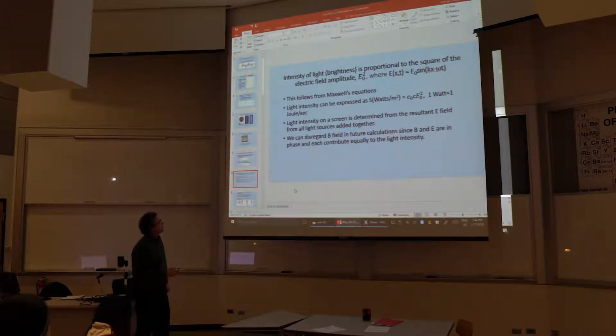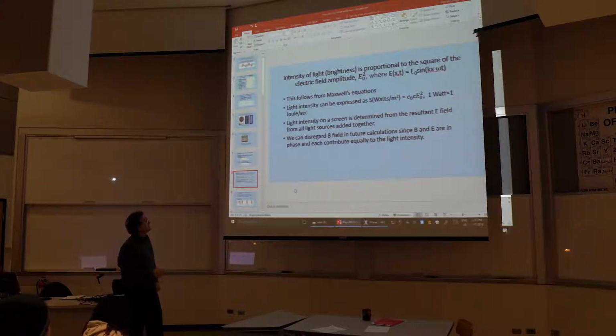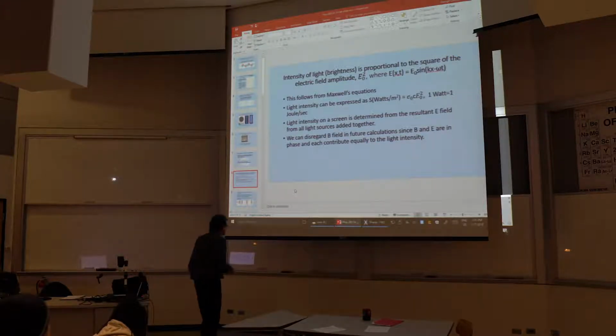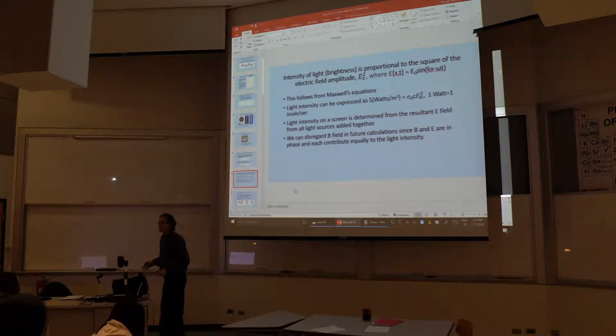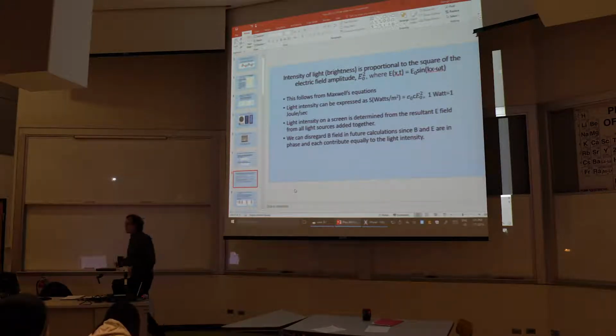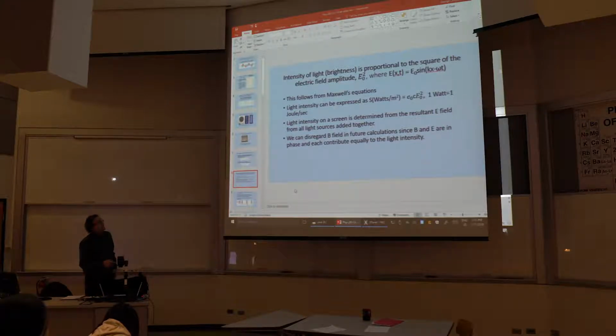And we said last time we can disregard in our calculations, we won't use the B field in future calculations, since both B and E are in phase with each other in a sine wave, and they contribute equally to the light intensity. So for abbreviation purposes, we're only going to talk about the electric field, because that really is what can be used to describe, relate to intensity. We've already included the magnetic component in this equation, because the electric field component contributes exactly the same as the magnetic field component of the sine wave. So that's step one. Okay.